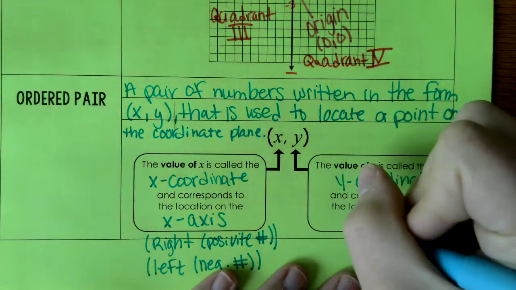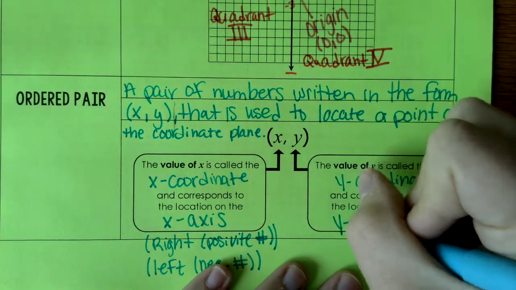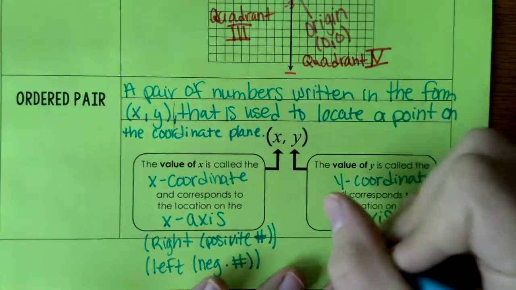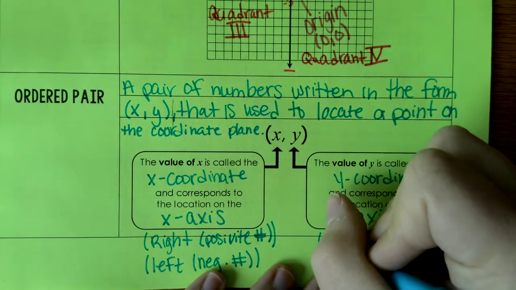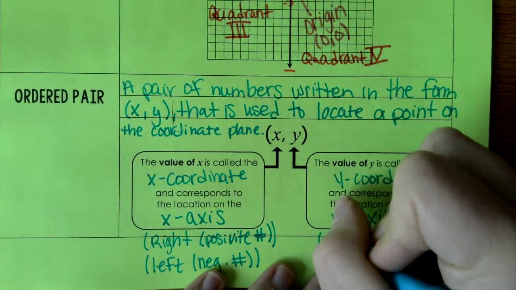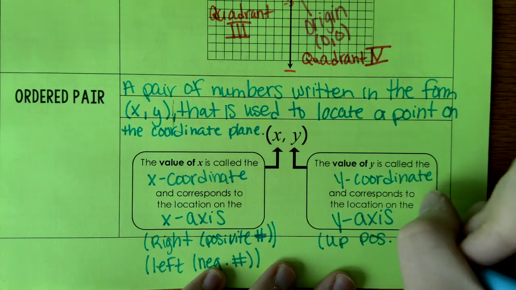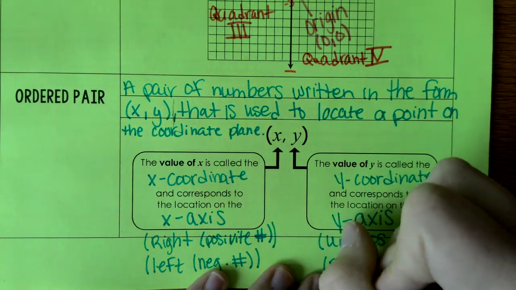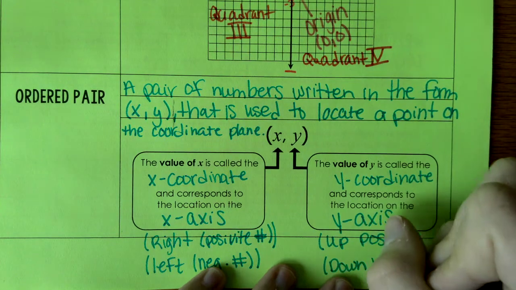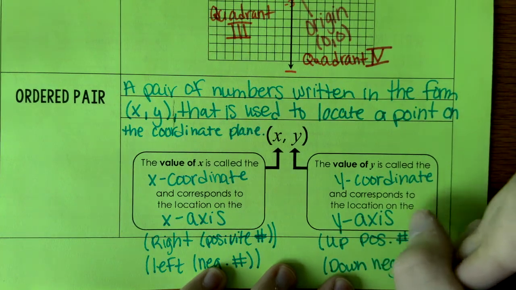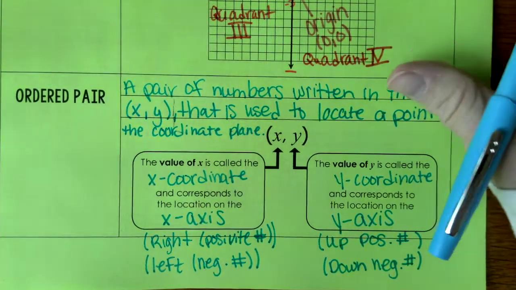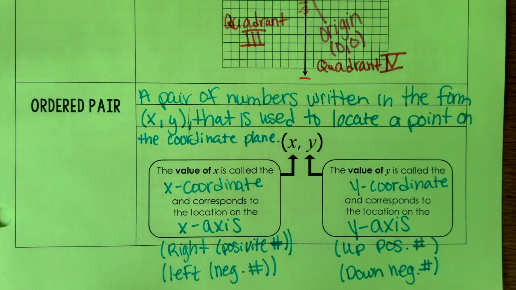And that corresponds to the location on the y-axis. And this tells me if I move up, which is going to be a positive movement, or if I move down, which is going to be a negative movement. If that doesn't make sense right now, you're going to see on the next page where that comes into play. So that's what ordered pairs are.